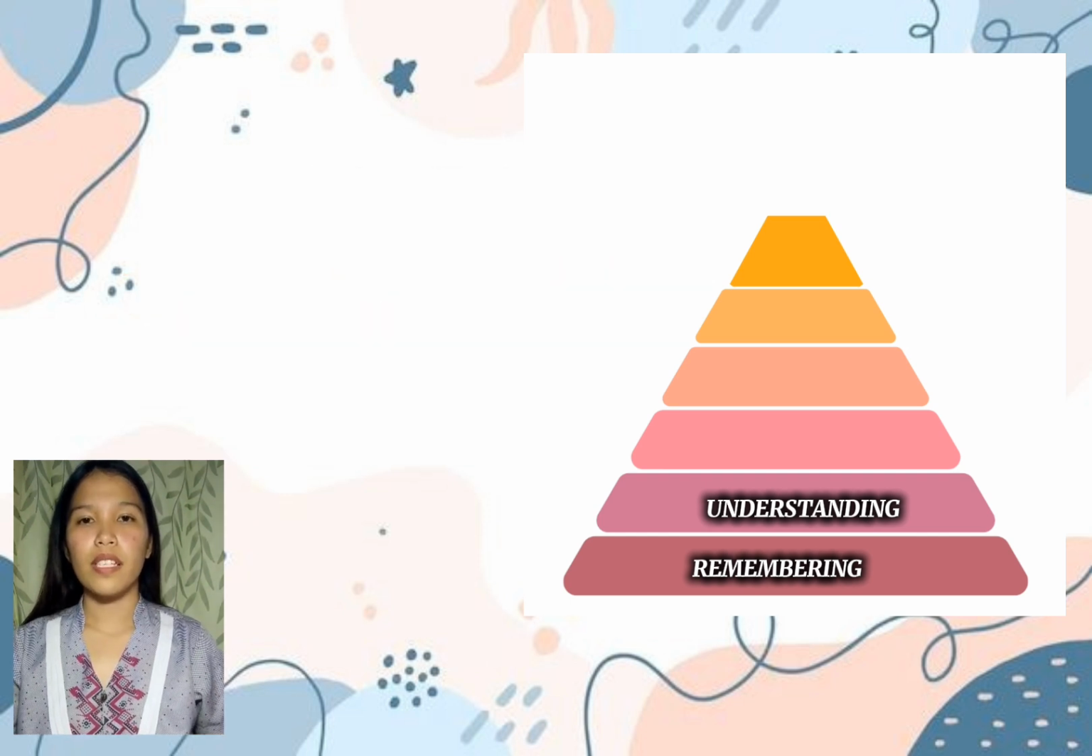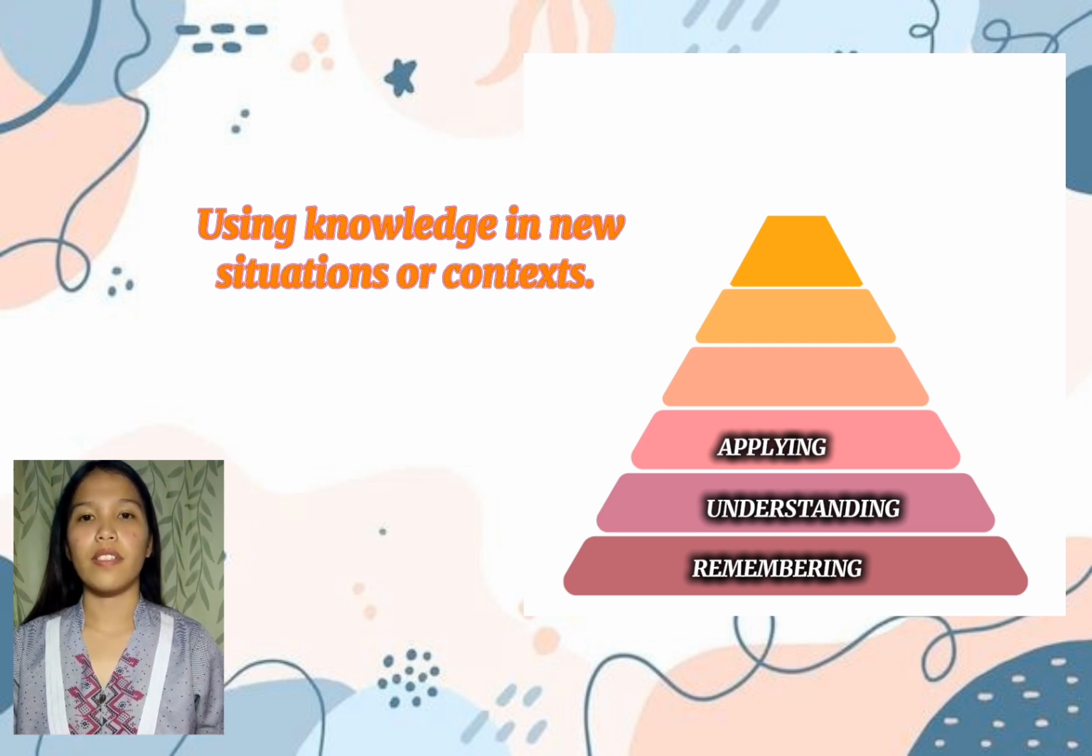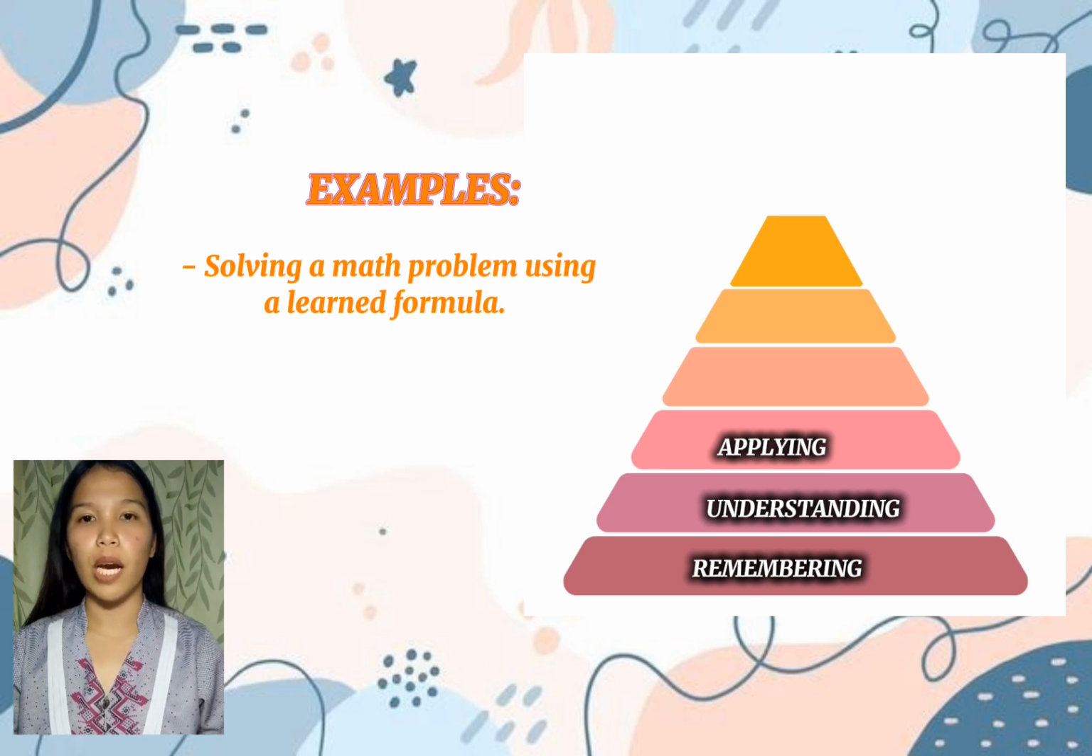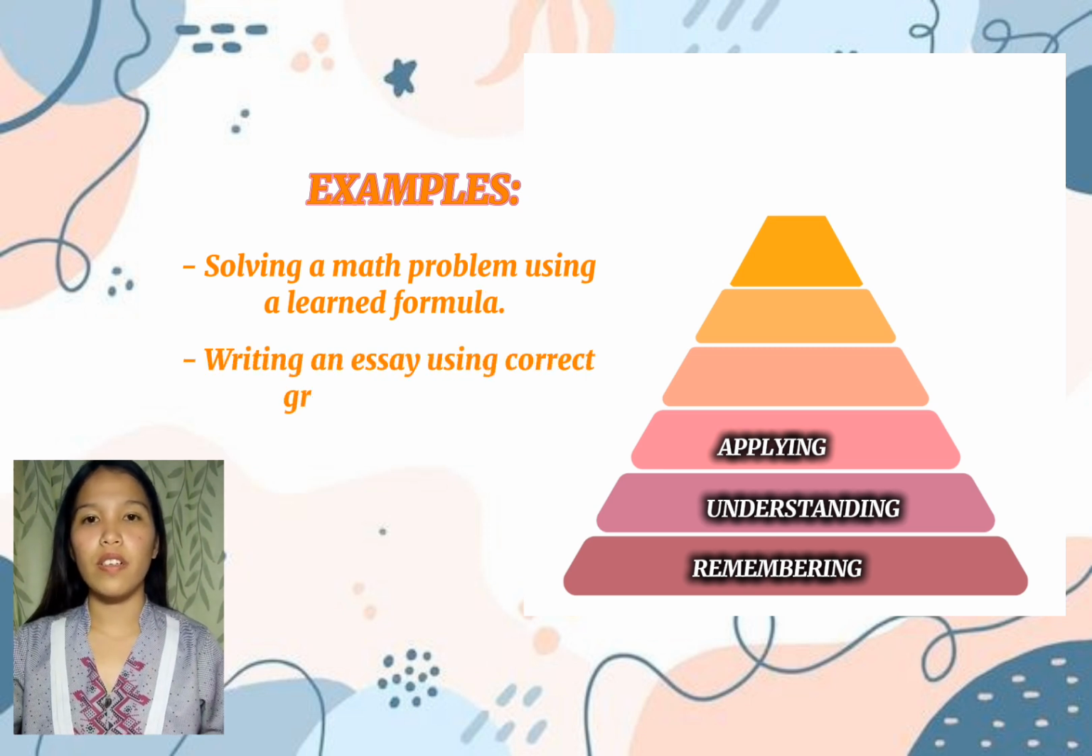The third one is applying. Using knowledge in new situations or contexts. Applying is the third level of cognitive learning and focuses on using knowledge in real-world situations. Instead of just recalling or understanding concepts, learners at this stage actively put their knowledge to use in practical context. For example, solving a math problem using a learned formula, and writing an essay using correct grammar rules.